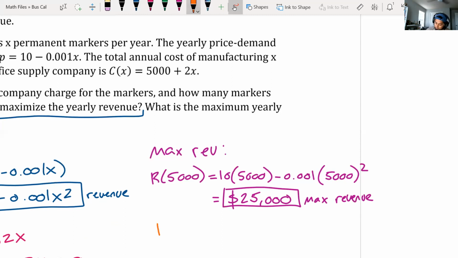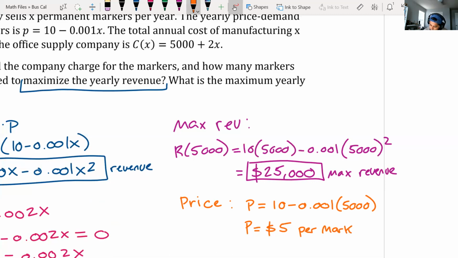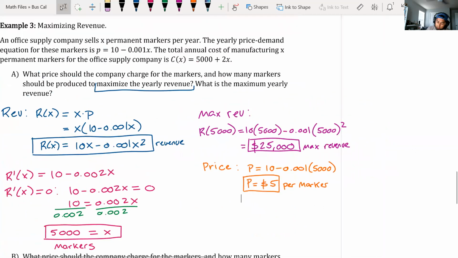And now, price. We take 5,000 and plug it into that price equation above. P equals 10 minus 0.001 times 5,000. And in order to make $25,000 in revenue, we need to sell these markers. I'm assuming that's $5 per marker. Let me double check though. $5 per marker. Okay. There we go. Any questions on A?